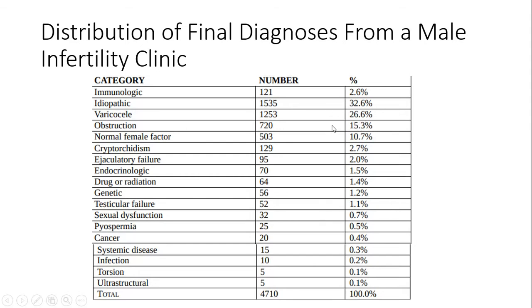We also have obstruction of the vas deferens, or obstruction of the passage of semen and sperm cells. It's the second most common known cause of male infertility. And the rest is distributed between normal female factor, cryptorchidism, ejaculatory failure, endocrinological reasons, drugs or radiation, genetics, testicular failure, and so on. So you see, we have a lot of different reasons. Read about them in detail.